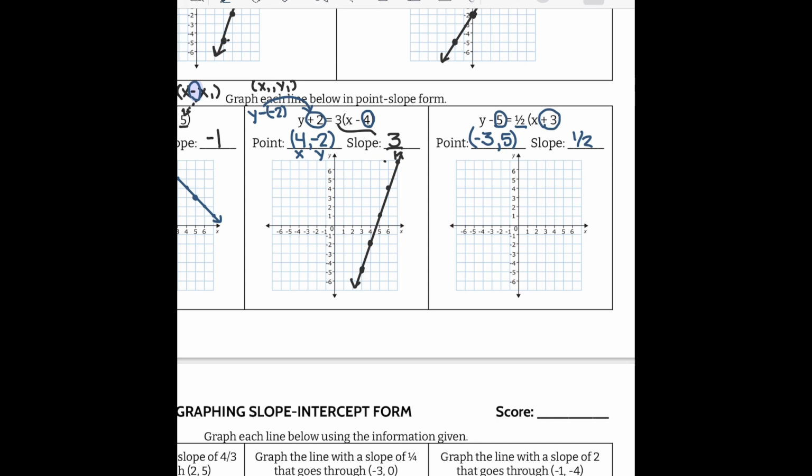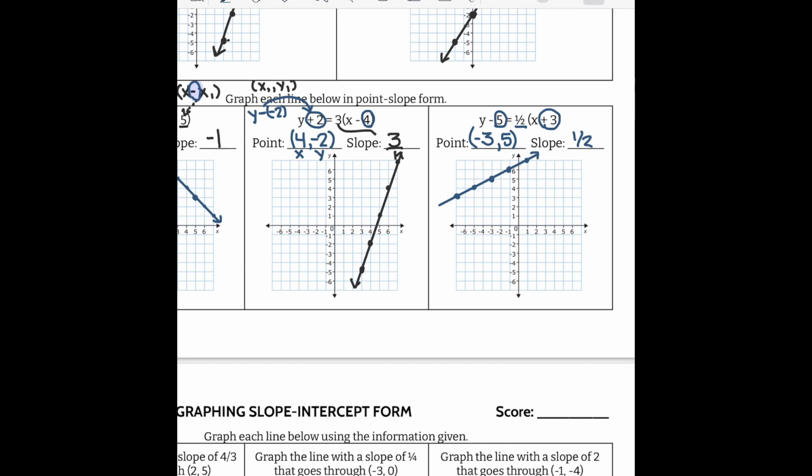So I'm going to go to the point -3, 5. And to do a slope of 1/2, I need to go up 1, 2 to the right. Up 1, 2 to the right. Or down 1, left 2. Down 1, left 2. And then draw my line.